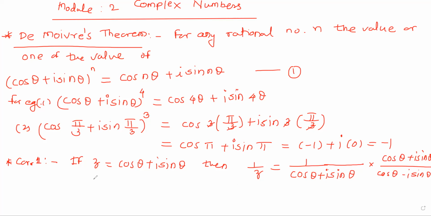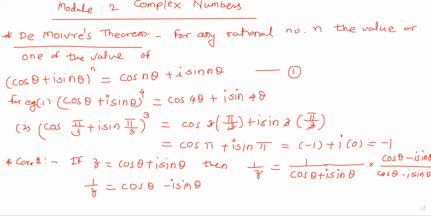So actually your equation becomes 1 upon z as cos of theta, and here we have to write minus. Let me erase this, because we are multiplying by its complex conjugate. So 1 upon z is nothing but cos of theta minus i into sine of theta. This is the corollary, right?